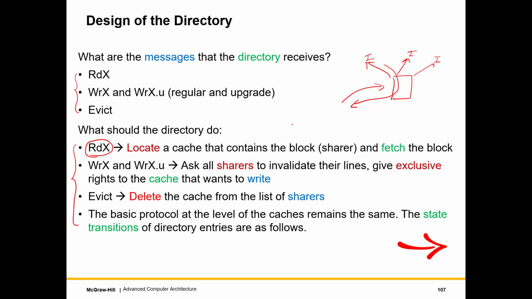Evict, well, we can have different versions of the directory protocol. In one case we do not inform the directory, in one case we do. So let's assume that we inform the directory. So once a block is evicted, we delete it from the list of sharers. And the basic protocol, as I said, at the caches remains the same. The state transitions of directory entries are as follows.